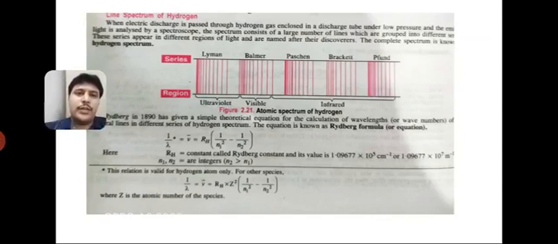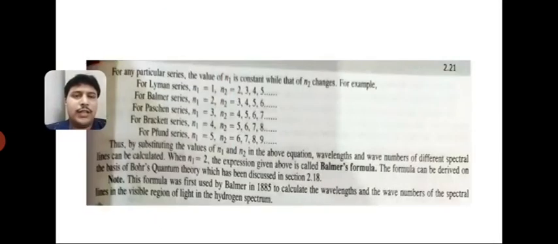Good morning to everyone. Students, in the last video we ended with this topic, the Rydberg equation, which gives the relation for the wave number, or we can also find the wavelength, right? Then we also discussed the values of n1 and n2 for the different series: Lyman, Balmer, Paschen, Brackett and Pfund.